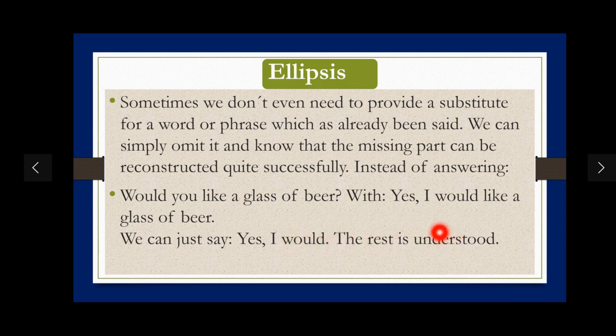For example, would you like to go with me? And you tell me, yes, I would. So you don't say, yes, I would love to go with you. By saying I would, the rest of the sentence is understood. So by ellipsis, you are omitting something, but you are not substituting.